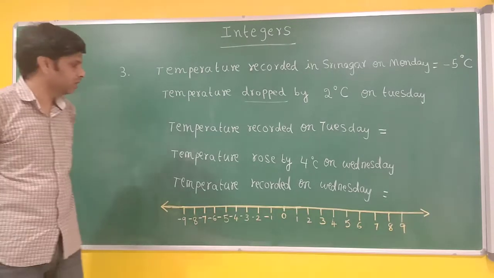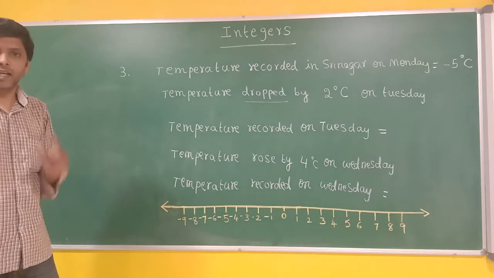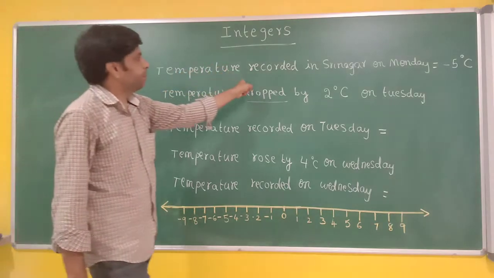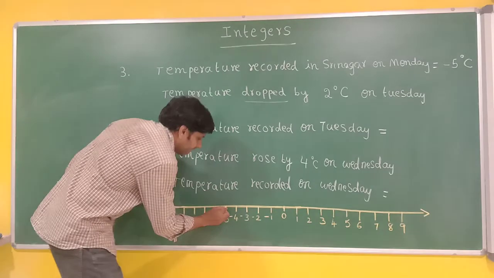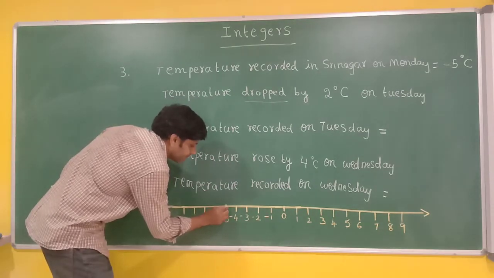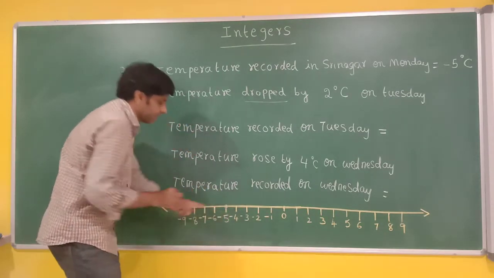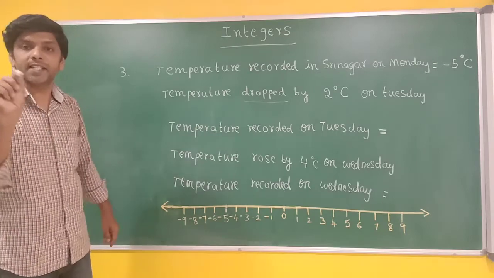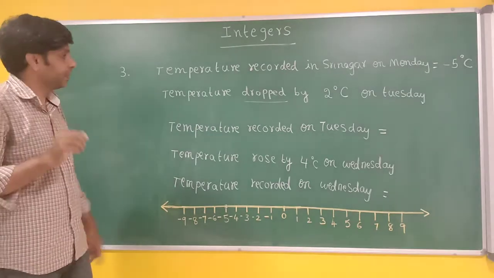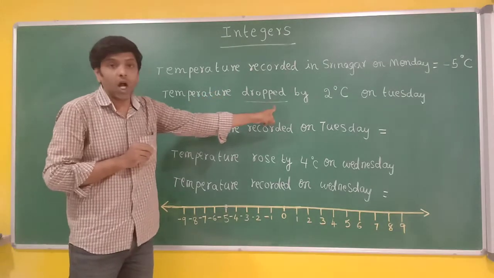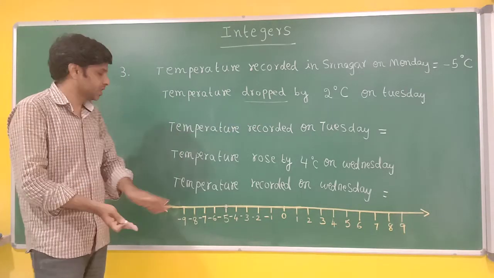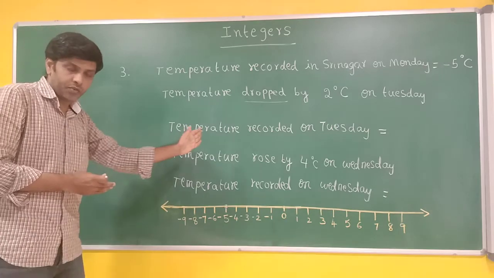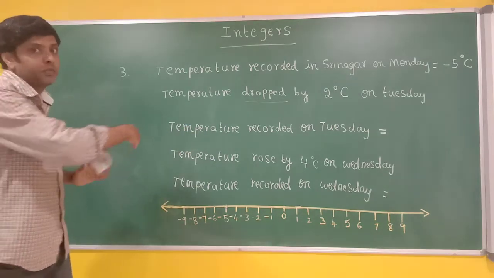Yes. Now, this is the number line. Listen very carefully. Temperature recorded in Srinagar on Monday. This is Monday's temperature. Monday it was -5 degrees Celsius. Temperature dropped means still decreased. So when it is decreasing, you should go left side. When it is increasing, you should go right side.